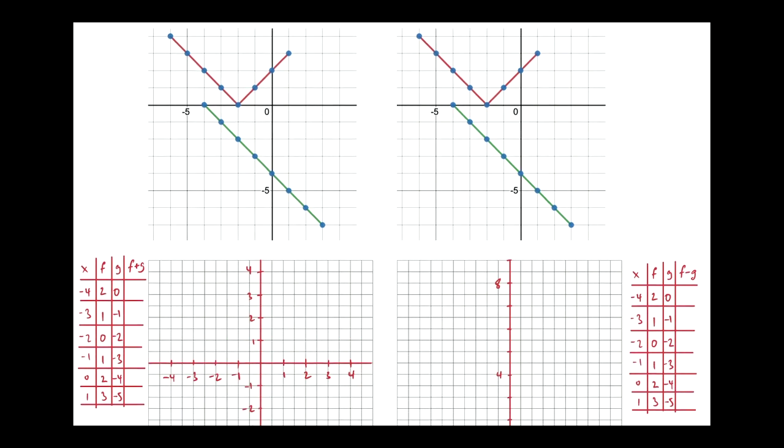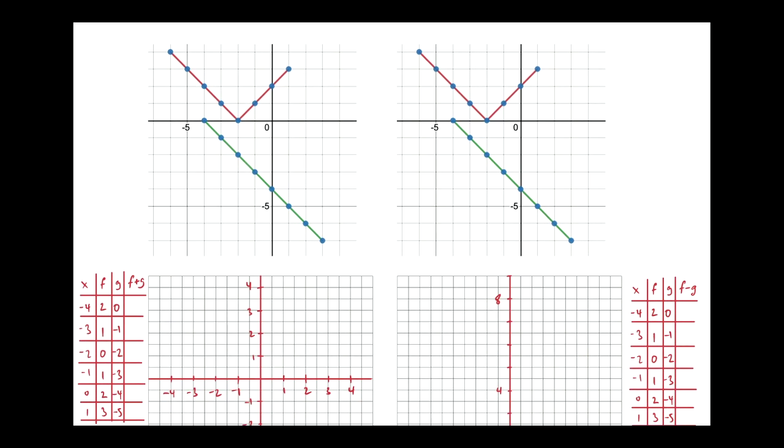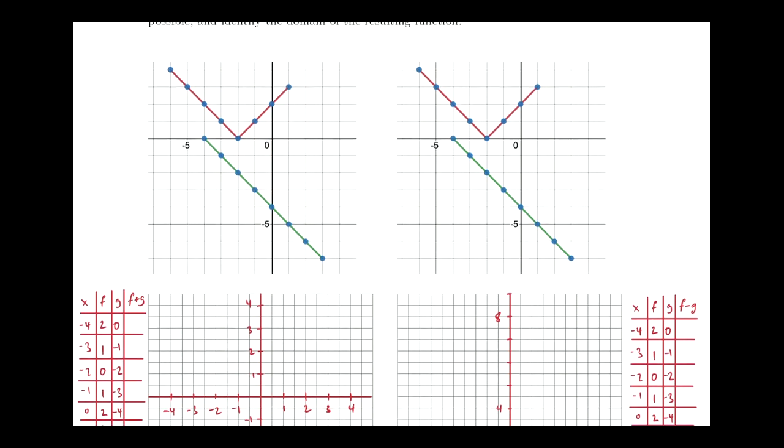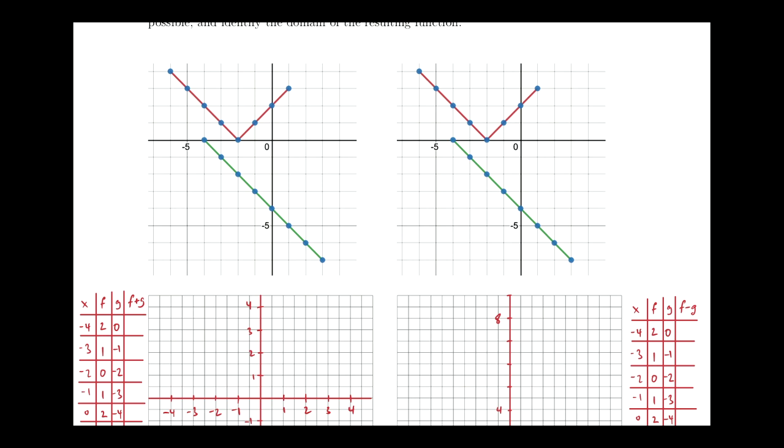So I made a table of values here to the left, and basically I'm saying that at negative 4, they both have y values. At negative 3, negative 2, negative 1, at 0, and at 1, they both have y values. So I put them in this chart on the left. Excuse me, the y values are just coming from the graph. So f of negative 4 means f of negative 4 is positive 2. So that's why I put a 2 here.